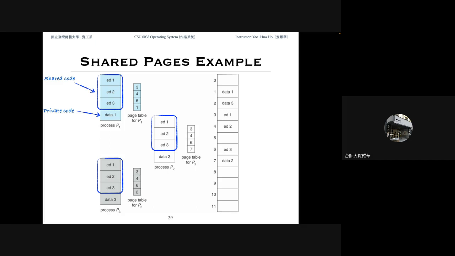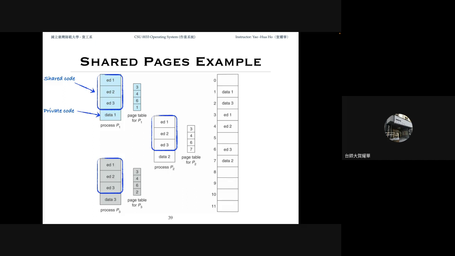The three processes all share three shared pages, which are ED1, ED2, and ED3. For process 1, ED1, ED2, and ED3 are all in the same logical address space. You refer to the page table to get the physical frames, which are 3, 4, and 6 for ED1, ED2, and ED3. Whether it's process 1, 2, or 3, they all have the same logical address.